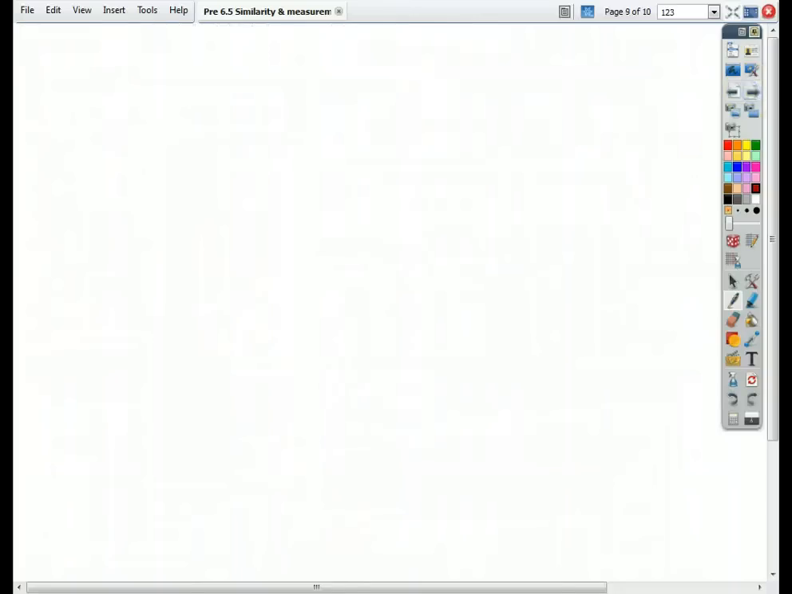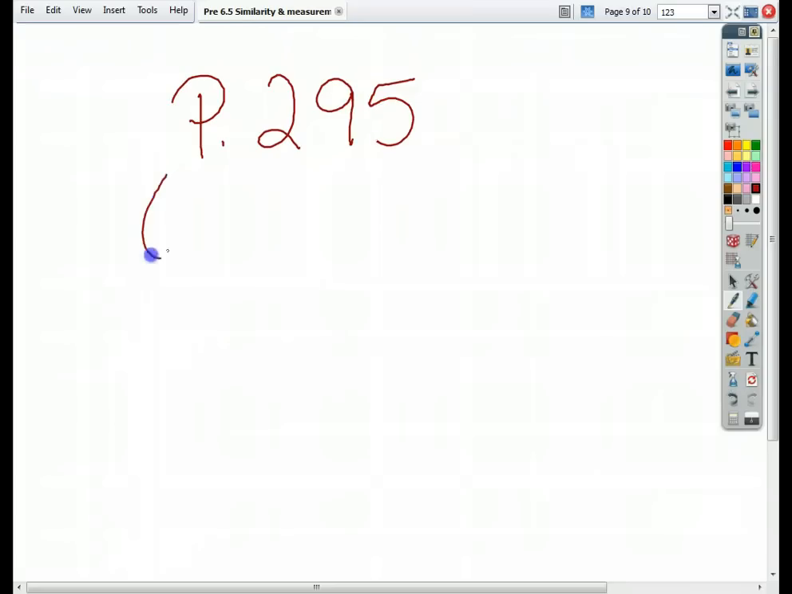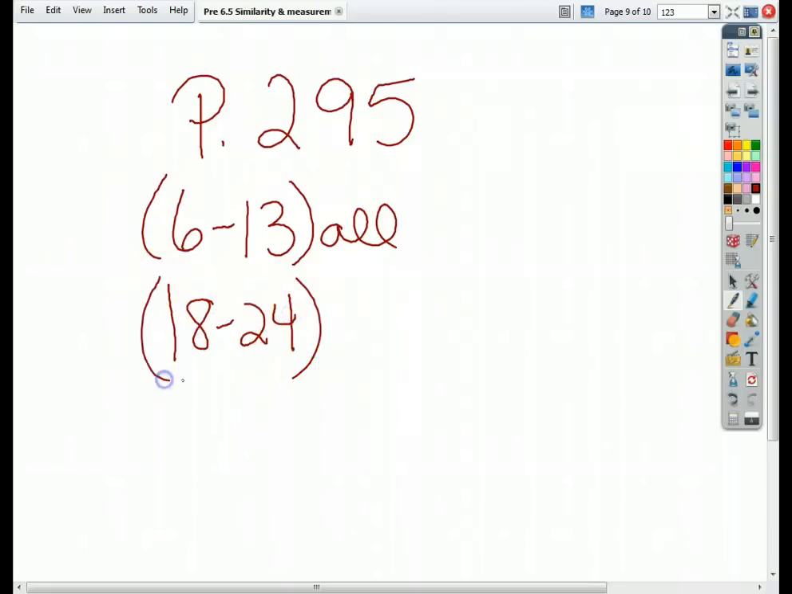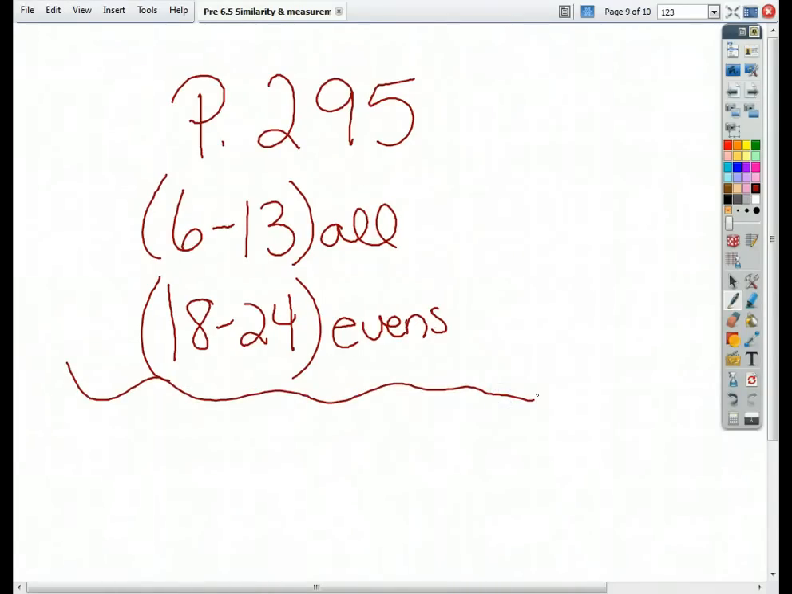Okay, your assignment. Page 295, 6 through 13, all. Please check the odds in the back of the book as you're working. Also, since some of us are needing more practice with fractions, I would like 18 through 24 evens. See if you remember how to clear fractions. All right. Now, remember page 2 is due in your Friday packet. This coming Friday.